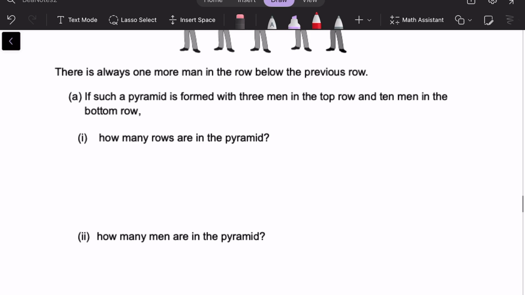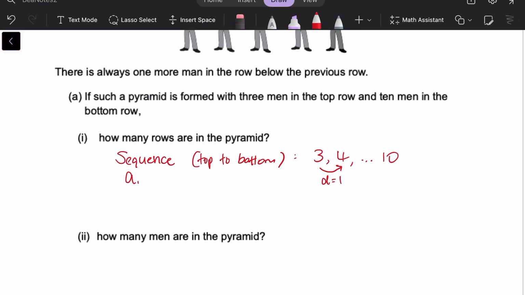So for part A1, the sequence that we're looking at from top to bottom of the pyramid is just 3, because there's 3 in the top row. Then there's 4 all the way up to 10. So it's just 3, 4, 5, 6 all the way up to 10. And as you can see, this forms an arithmetic sequence where the common difference is 1.